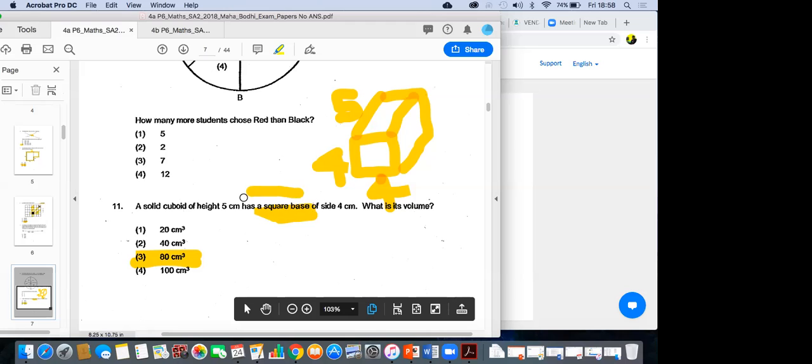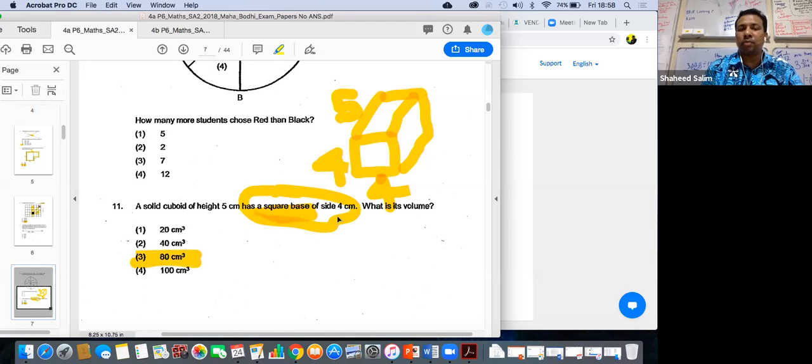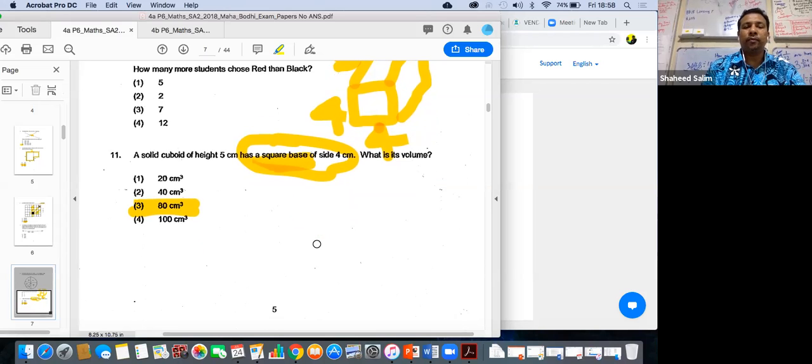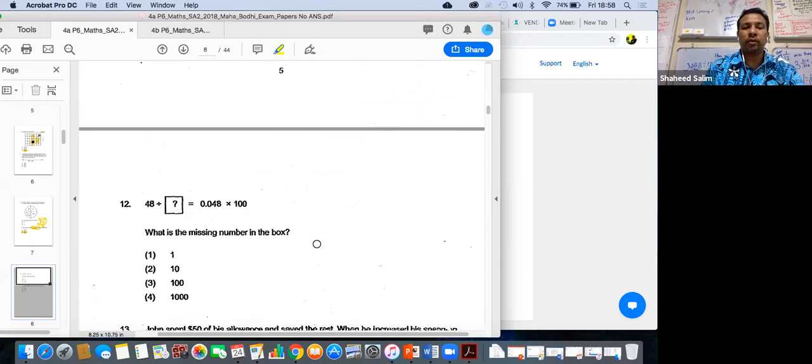Because they tell you they have a square base. That means two sides must be 4, and one side must be 5. So the height is 5, and the length and breadth is 4. So be careful, be careful. Okay, move on to the next one.